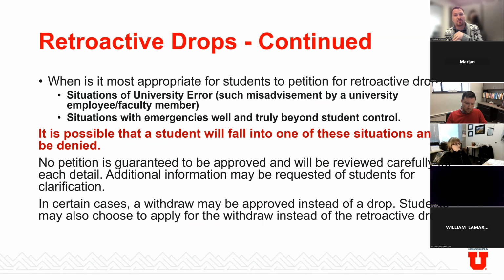Continuing on retroactive drops, a good question we usually got a lot in the registrar's office is, well, when do we do this? When is the right time? When is it really going to be approved, or when is something really going to make sense for a retroactive drop? There's really only two scenarios that were common with retroactive drops, and the most common was university error.